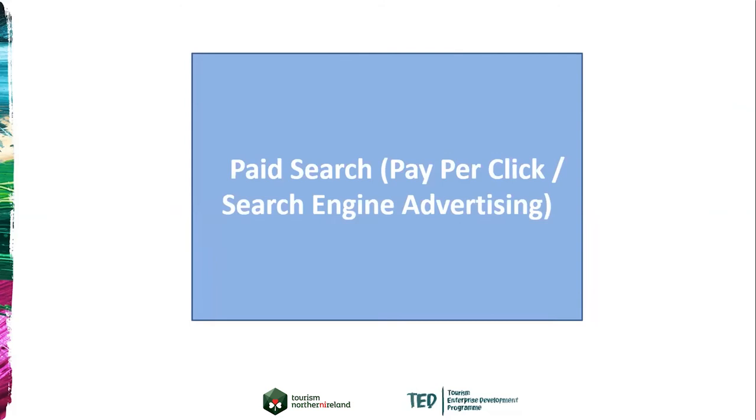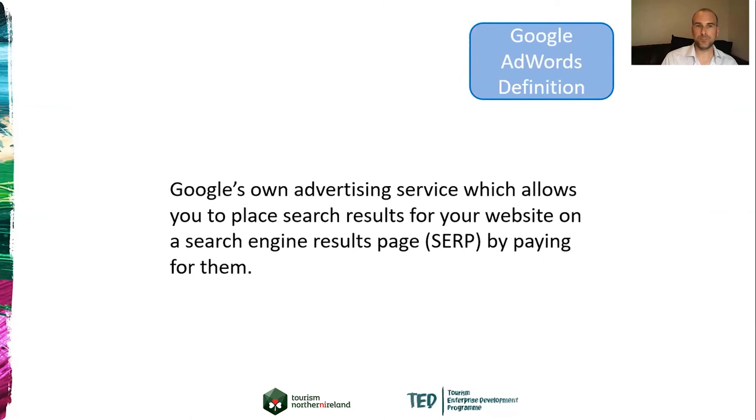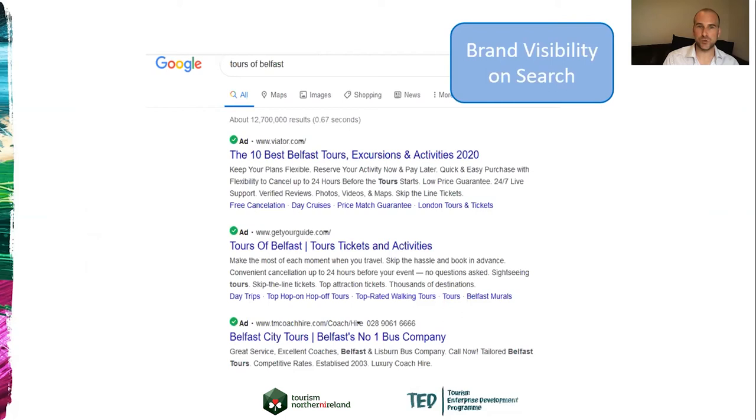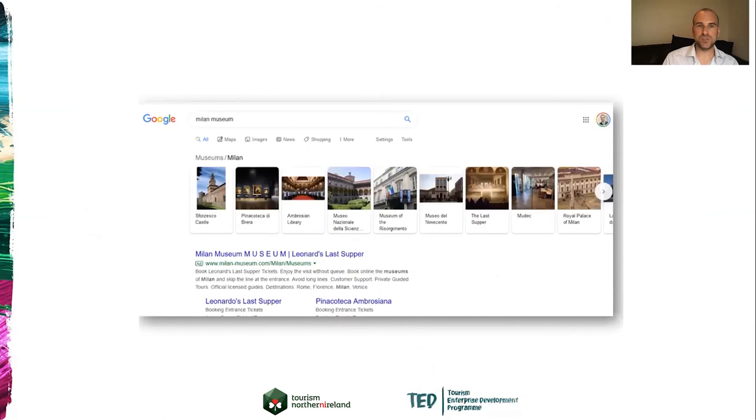So let's take a look at paid search, which is also called pay-per-click or search engine advertising. The most common form of paid search is Google Ads. And Google Ads is Google's own advertising service, which allows you to place search results on your website by paying for them. So as an example earlier on, just to go back to the Tours of Belfast search, I showed you the ads that appear for that particular search query. And similarly, Milan Museum, for instance, have taken out a paid ad on their own brand. So this is something that's popular and it's not very expensive for businesses to do, to advertise on their own brand, but it just absolutely makes sure that you're the top search listing for that particular query.